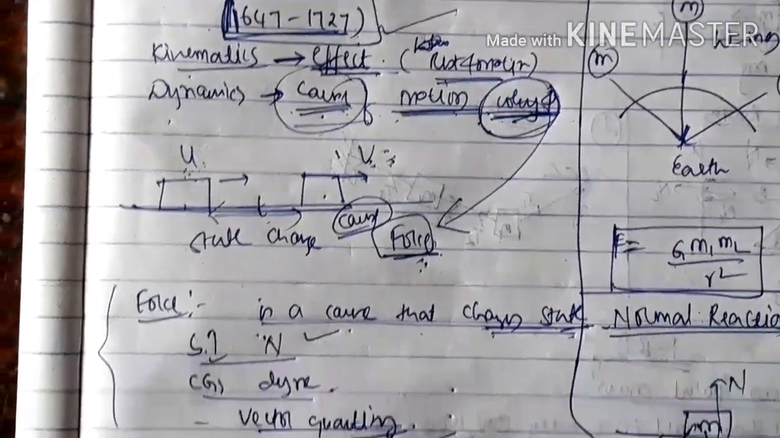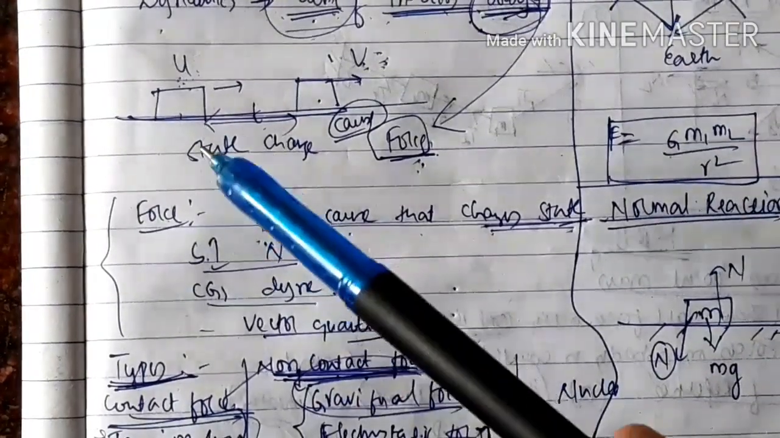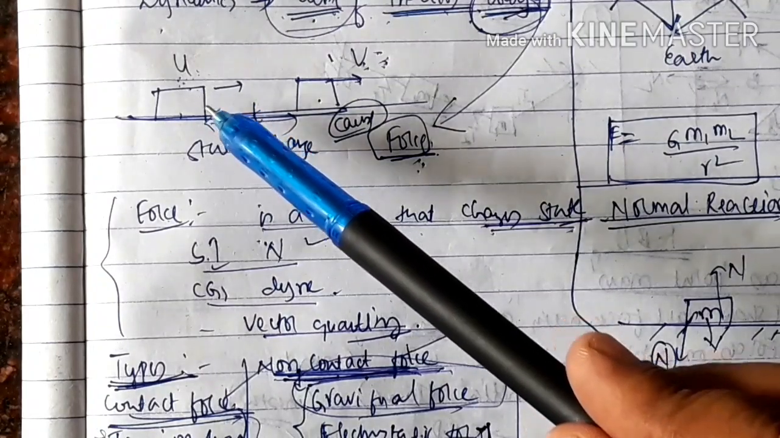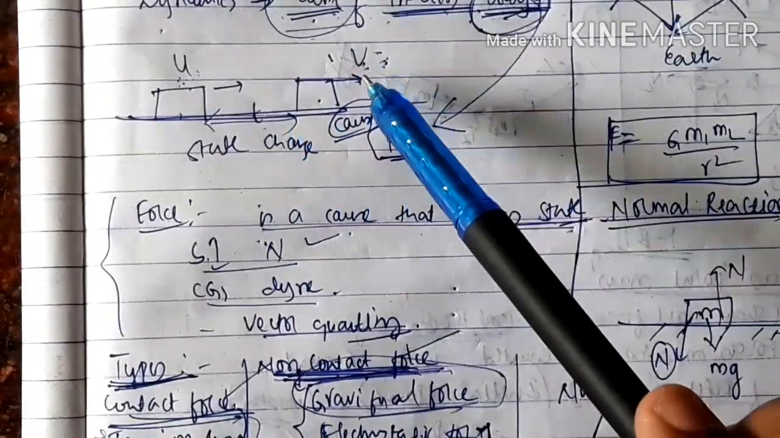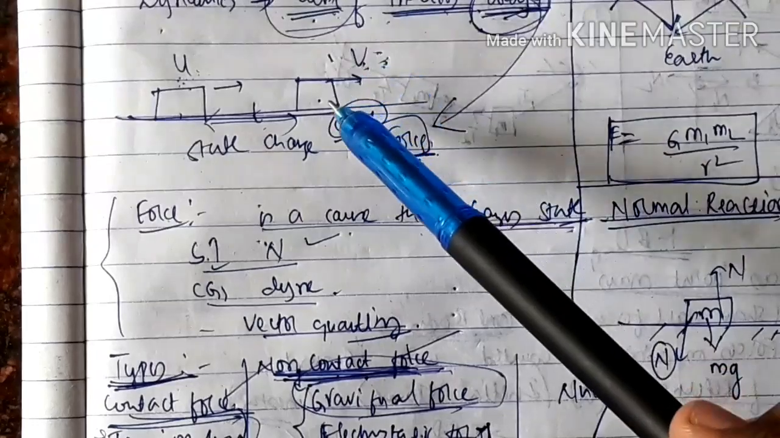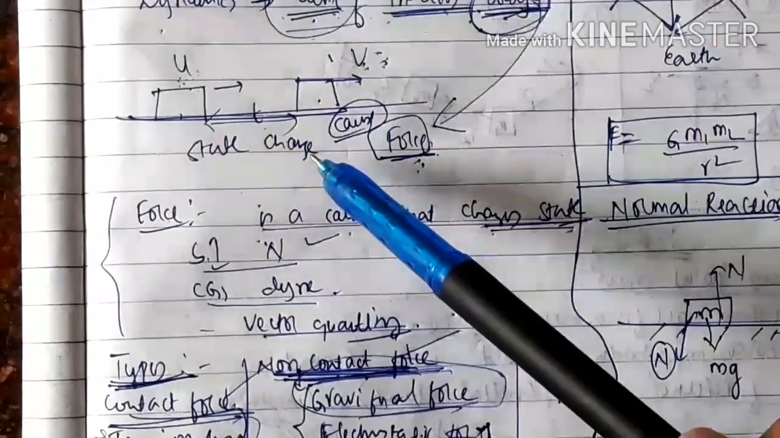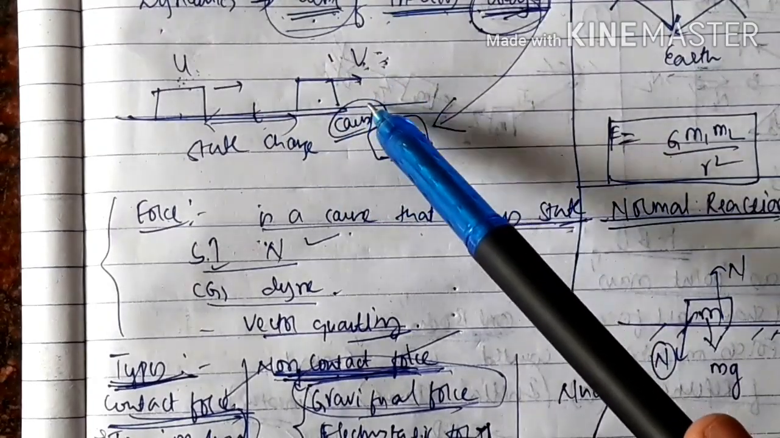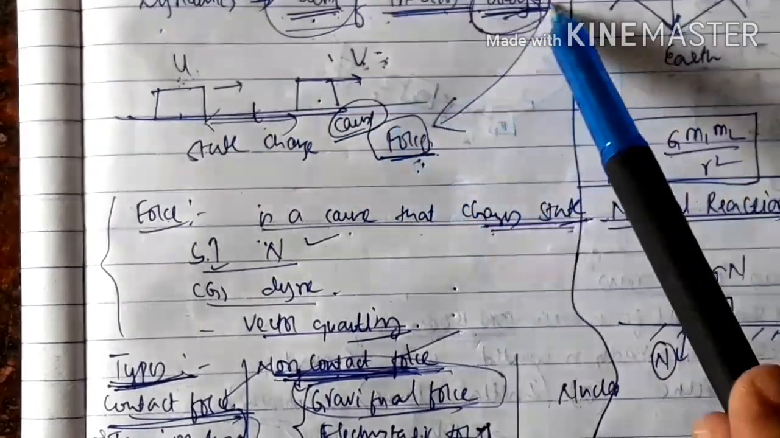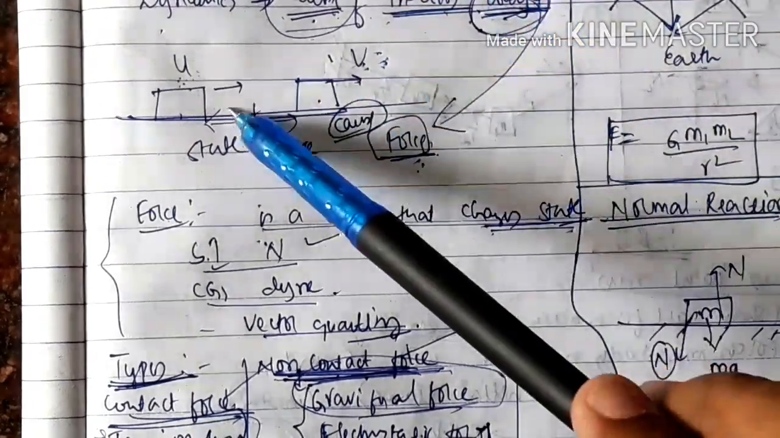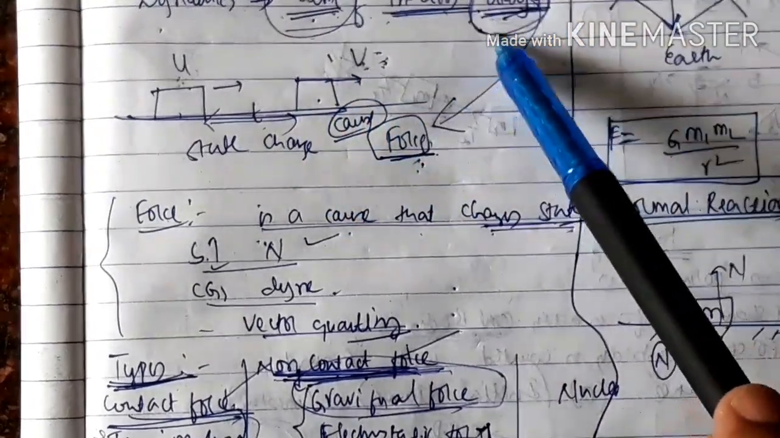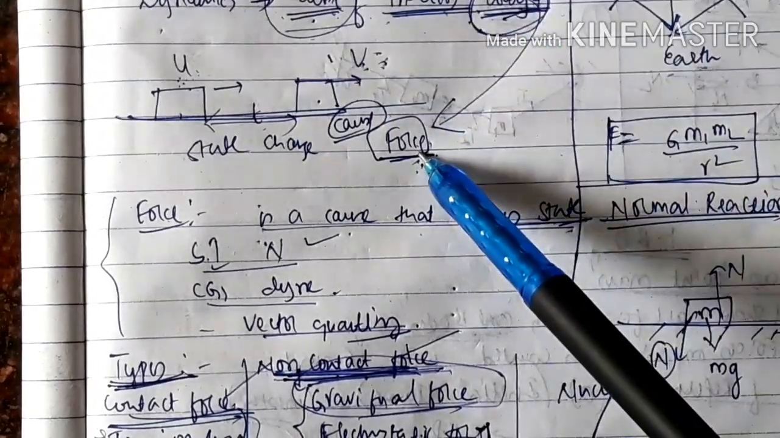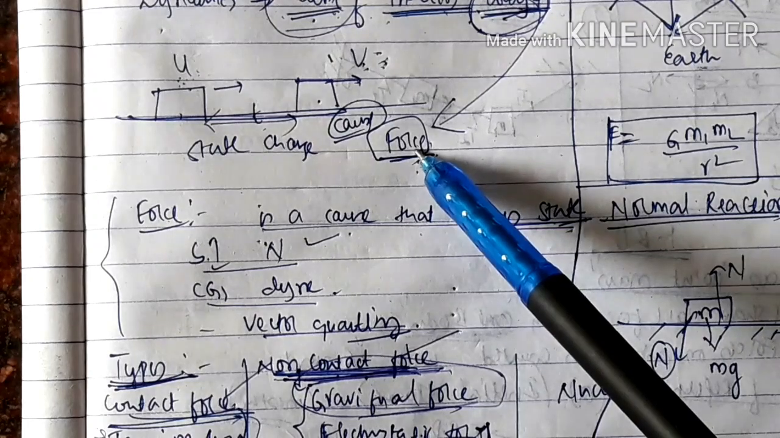Okay, for instance, let's understand there is an object, a body. This body was moving with initial velocity u, and later, after some time t, its velocity changed to v. That means the state of motion changed. Earlier with velocity u, now the velocity becomes v. So what is the cause for this change from u to v? The reason for this is nothing but force. That force we are going to study in this particular chapter.